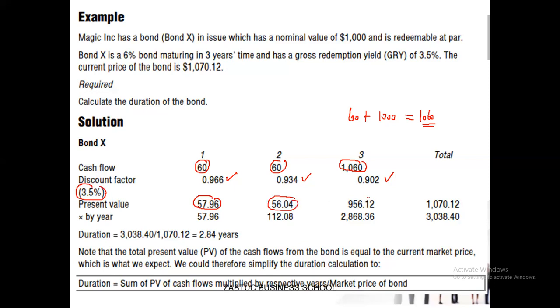Now I want you to do me a favor. Can you please confirm these discount factors? An exercise, please. Let's confirm these. So the one for year one is 1.035. Let's go. Do you get the answer?